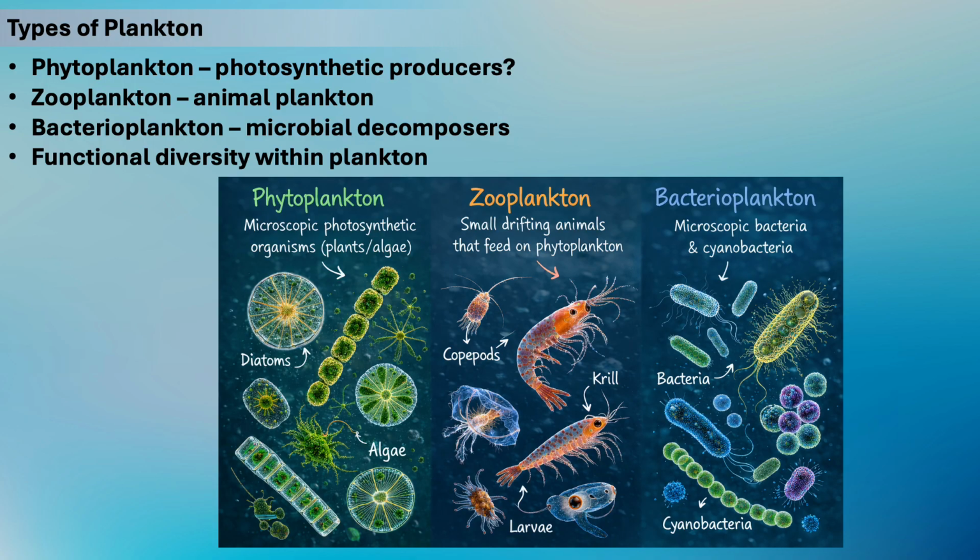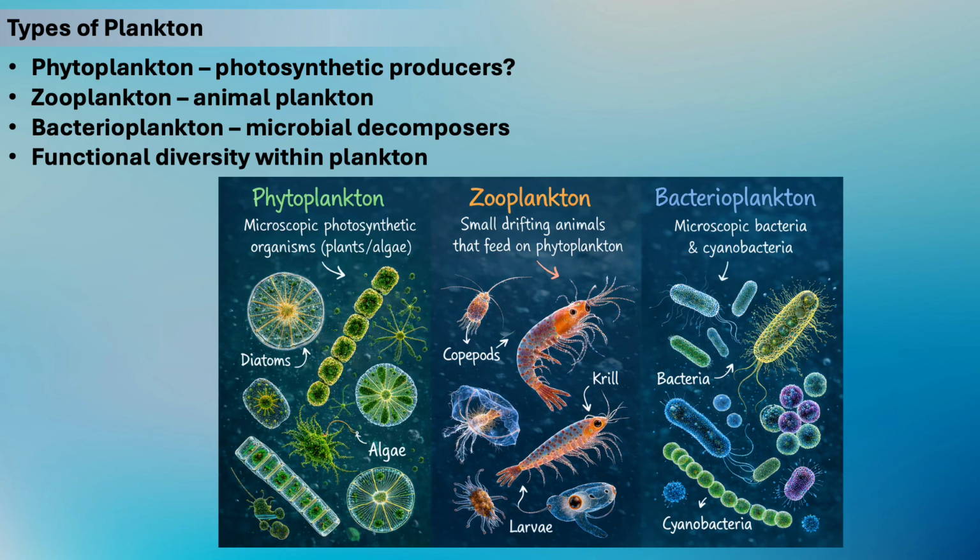Although plankton are often discussed as a single group, they actually include several distinct categories of organisms that perform different ecological roles. Understanding these differences is essential for understanding how marine ecosystems function. The first major category is phytoplankton.